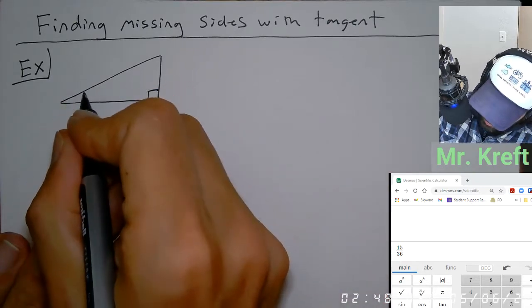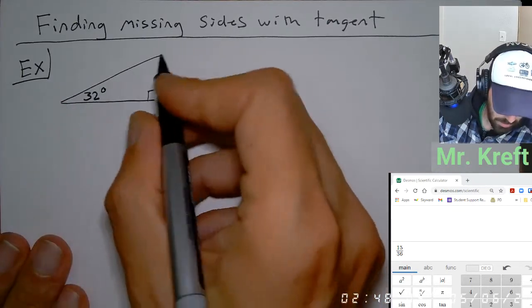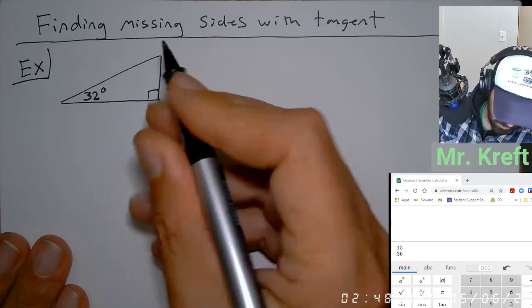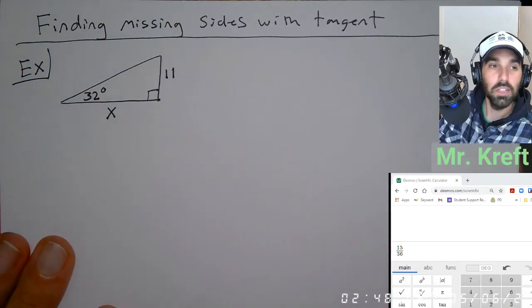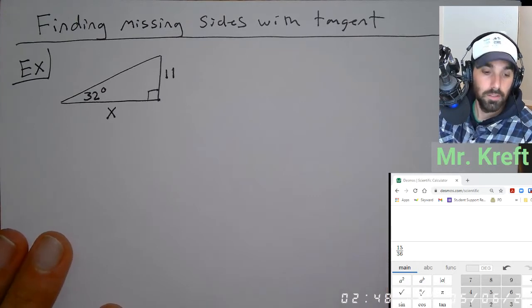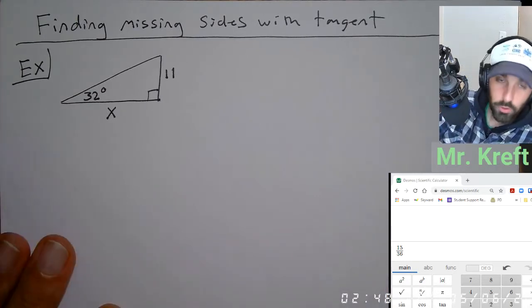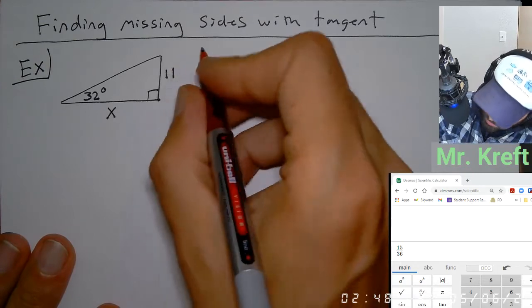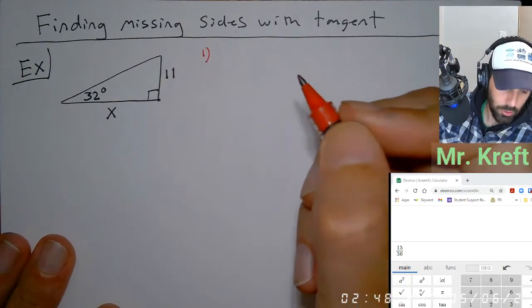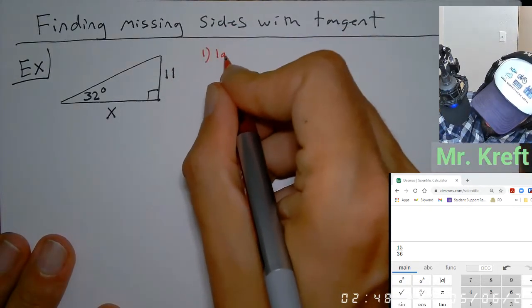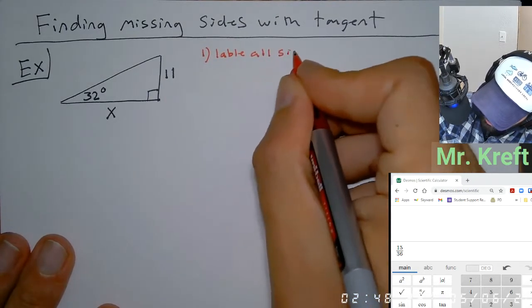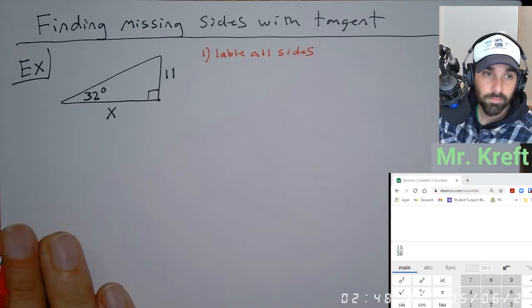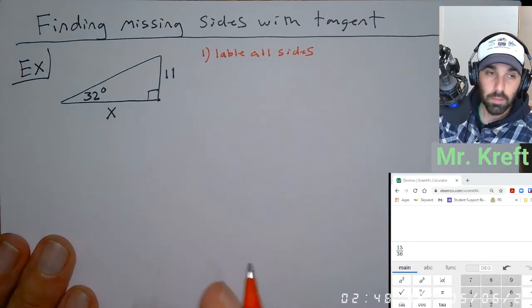And I'm going to have 32 degrees, 11, and X. And I'm not going to label anything because I don't need to. Okay. So let's go through step by step what I'm going to do. The first thing that I want to do is label all sides.